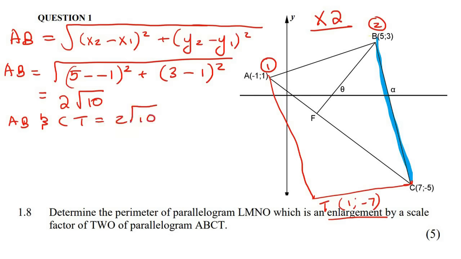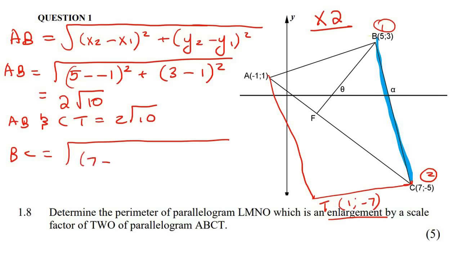Okay, that's because they're the opposite sides of a parallelogram. Now let's look at the length of, for example, BC. So I'll call this point 1 and I'll call this point 2. So that'll be 7 take away 5 plus -5 take away 3. And if we work that out on our calculators, that'll give us 2 square root 17.